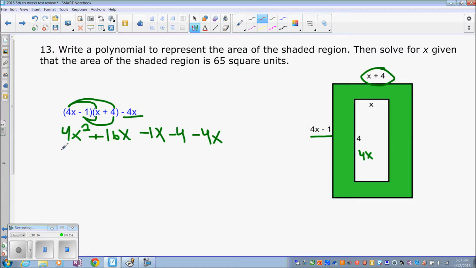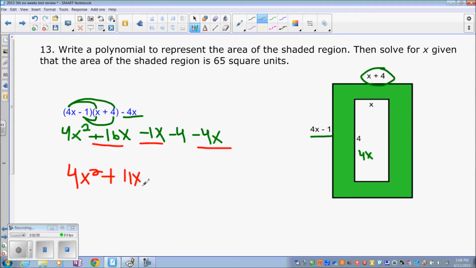Now I'm going to combine my like terms. I have a positive 16x, a negative 1x, and a negative 4x, but nothing else can combine. So I've got 4x squared that just comes down. 16 minus 1 would be 15. 15 minus 4 would be 11. So it's going to be plus 11x.